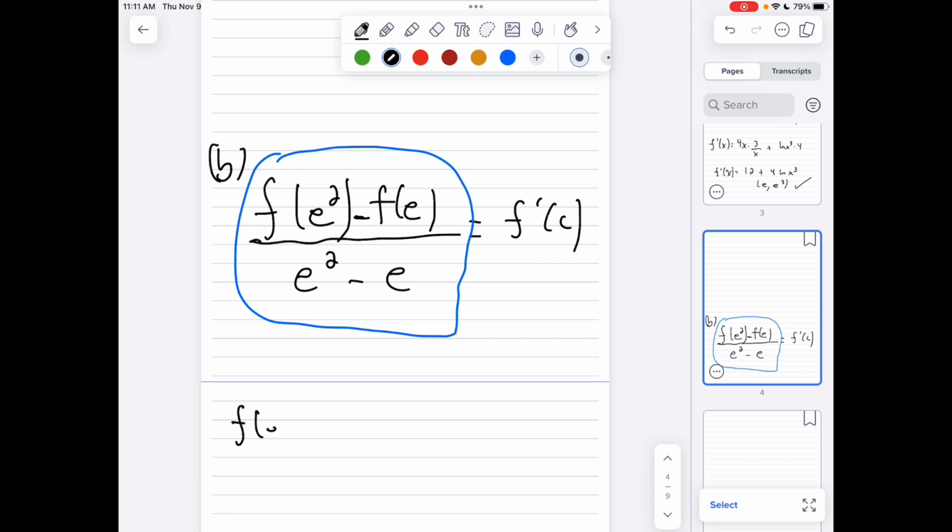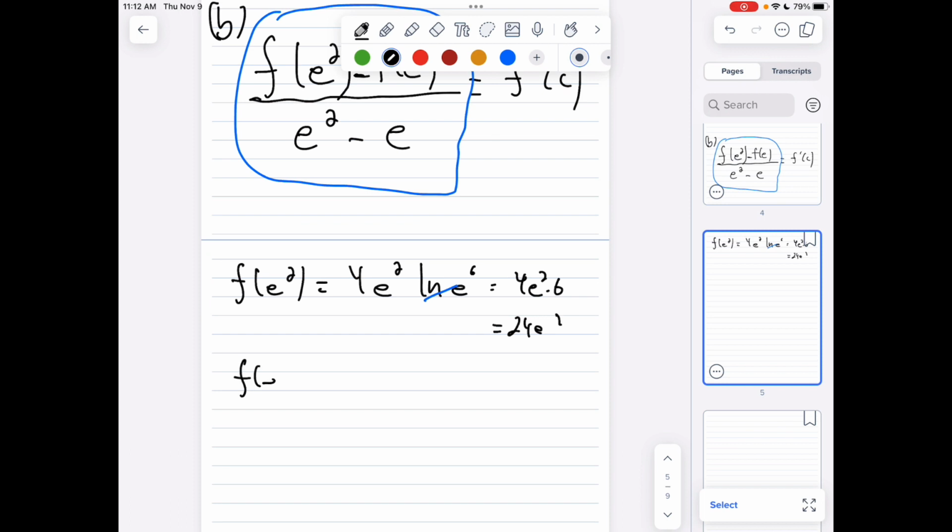So f of e squared would be 4 times e squared times ln of e squared to the third, which is 6. Ln and e are inverses of each other, so these would cancel, and you just get a 6 left. So you get 4e squared times 6, or 24e squared.